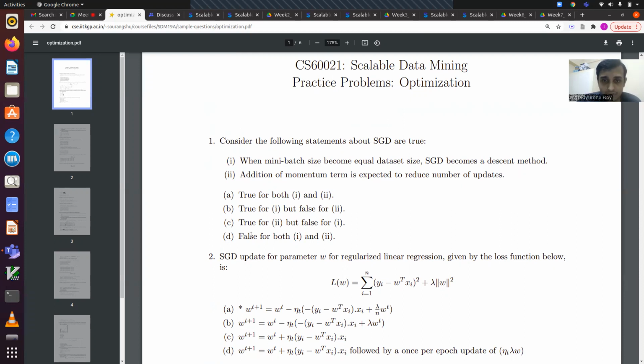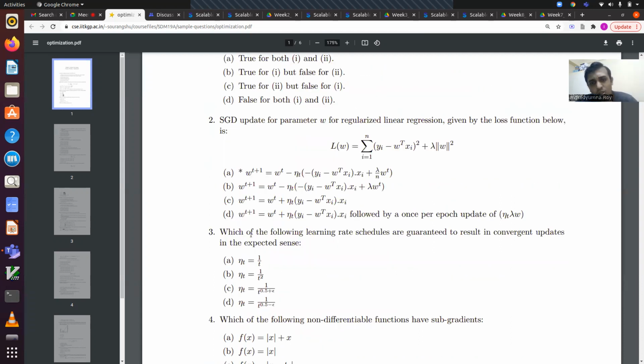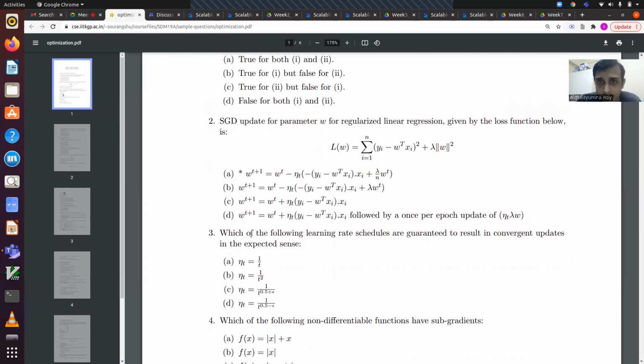Sir, second question, sir. Are there only these two or three questions? The rest I will do on my own. No, okay, but let's see. Let me also see. SGD update for a parameter for regularized linear regression. I don't know if these are part of the syllabus, but anyway, let's try. Stochastic gradient descent update for the parameter W for regularized linear regression is given by the loss function below. Okay, so what's the difference between A and B?